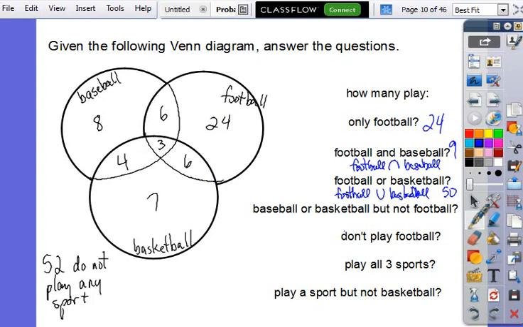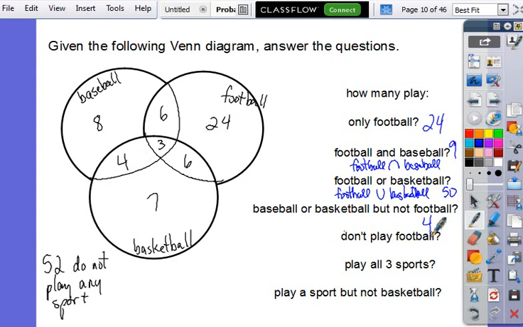Four, is that what we're going with? What's wrong with the three right there? It's in football. Can't count it if it's in football. What's wrong with the seven? Only basketball. Oh, that's just what it says. I'm still saying, I don't know that I'm agreeing with this four right here.